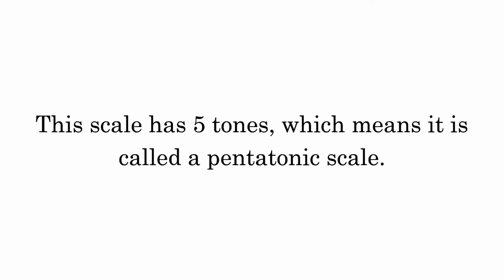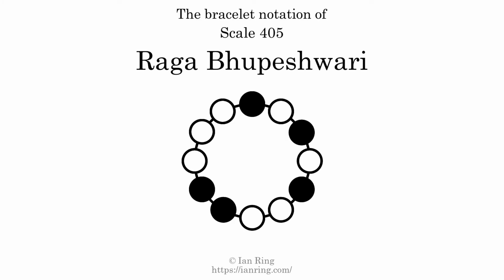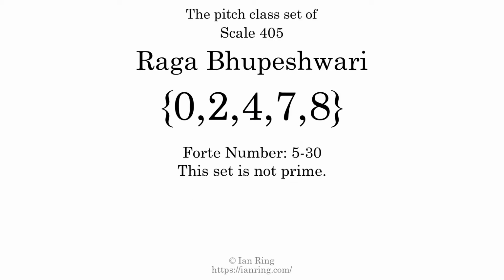This scale has 5 tones, which means it is called a pentatonic scale. This is a bracelet notation diagram of scale 405. The shaded circles represent tones that appear in the scale, and they are read clockwise, starting at the top. The pitch class set for this scale is 0, 2, 4, 7, 8.